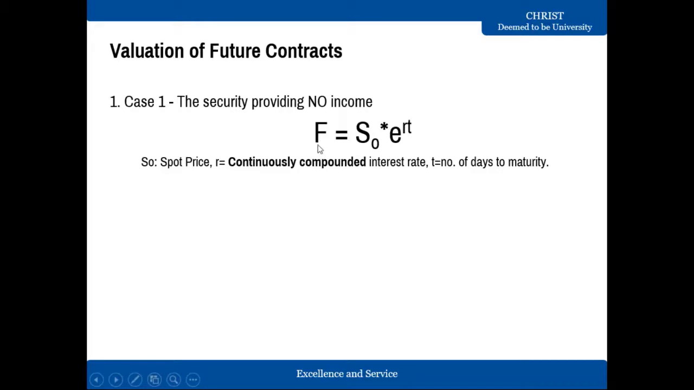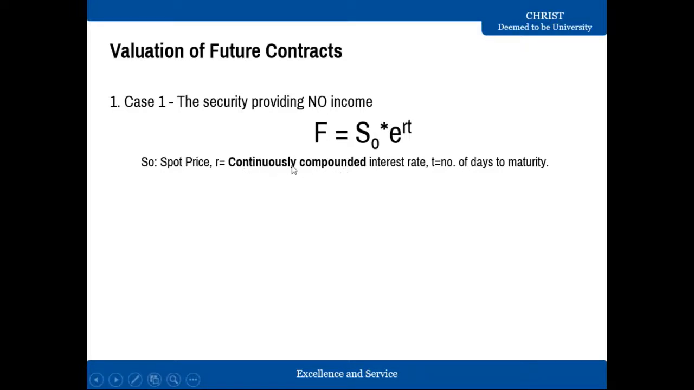How do you calculate it? F, the future value, is equal to S naught, the spot price, either a spot index or the stock price of any company, times e to the power of RT. If I use e to the power of RT, it is a future value; if I use e to the power of minus RT, it is a present value. So now I'm using e to the power of RT, which means I am calculating the future value of this spot price by assuming the risk-free rate of return. But R, the risk-free rate, should be continuously compounded.